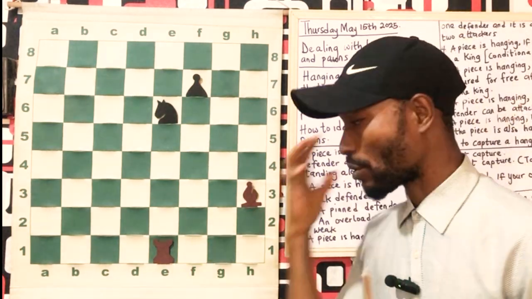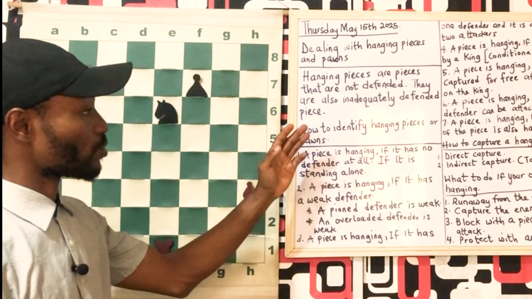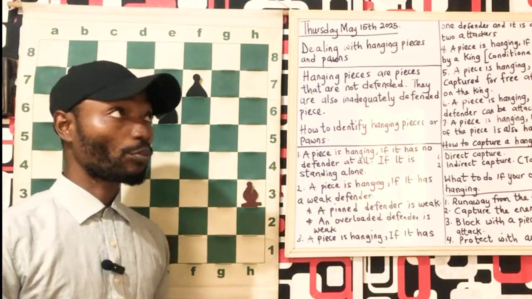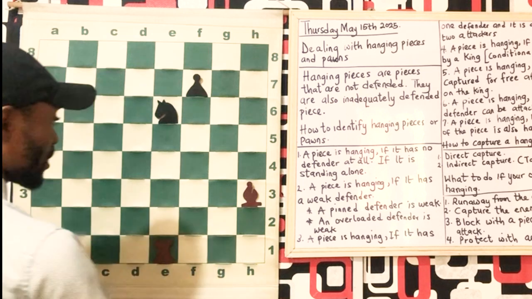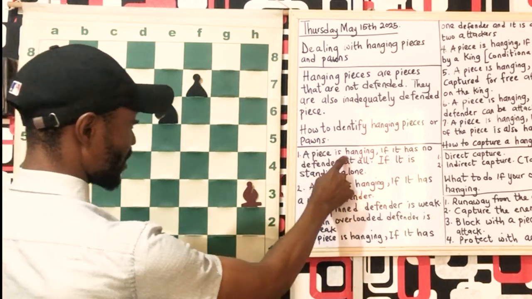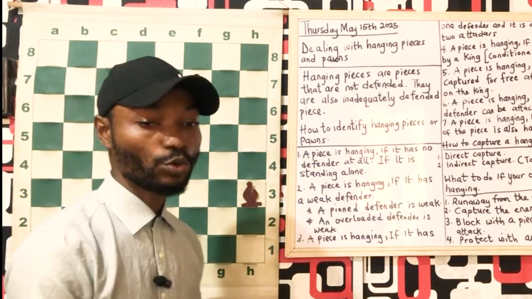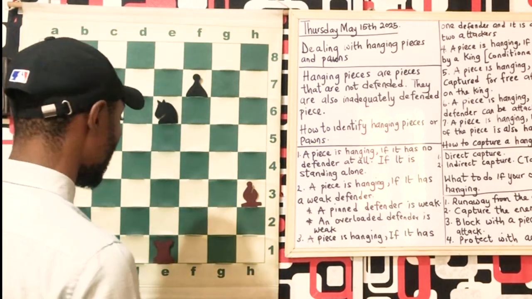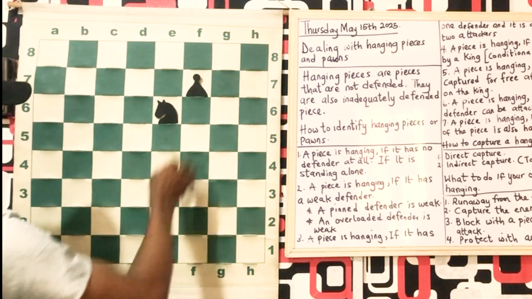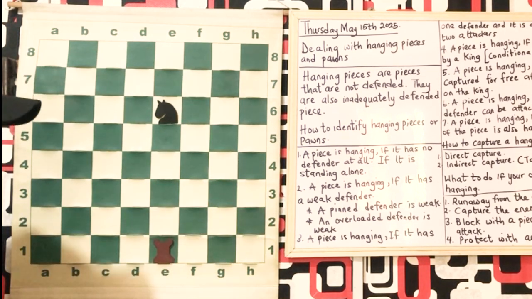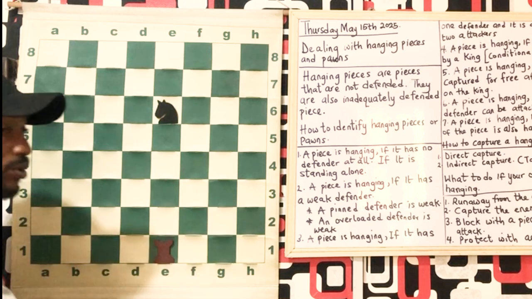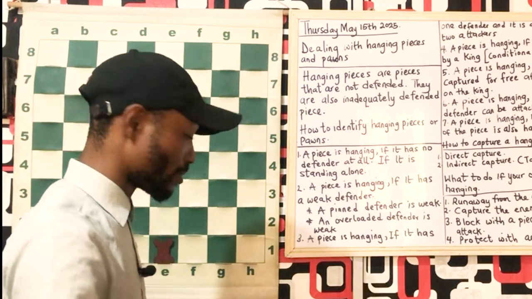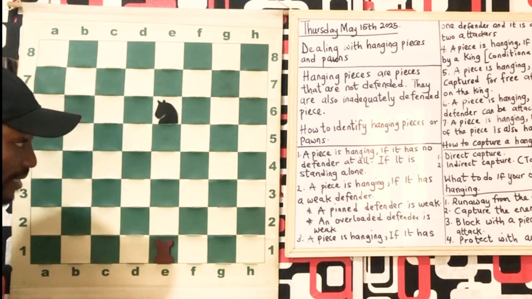So let's move forward. How do we identify hanging pieces or pawns? The first one is that a piece is hanging if it has no defender at all. In this case, I'm removing the bishop and the black pawn. So I can simply say that the knight is under attack by the rook. The knight has no defender. If it is white to play at the moment, white can just go ahead and capture the knight this way.